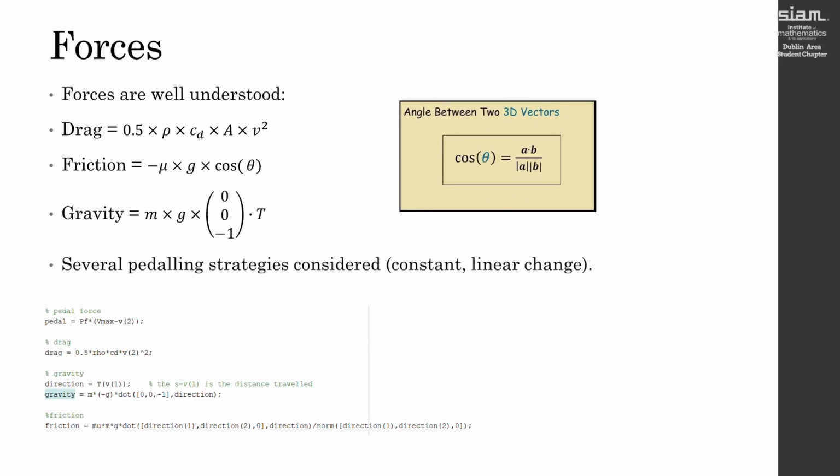The forces we're working with are already well modeled. Drag has a square proportion on the speed at which we're going, while friction and gravity will depend on where we are, as that will decide the gradient at which we're going. We worked with a few different pedaling strategies in this early stage of the project, such as constant or linear change.